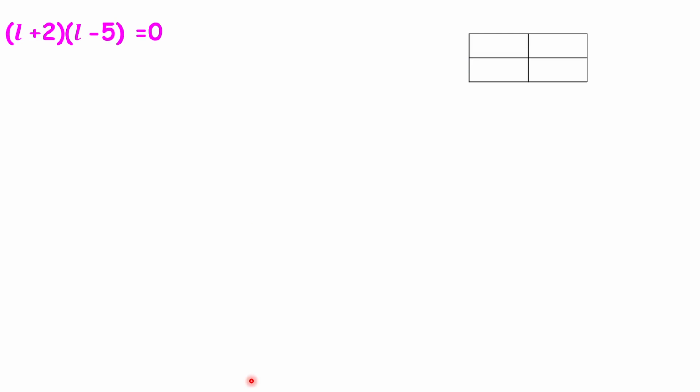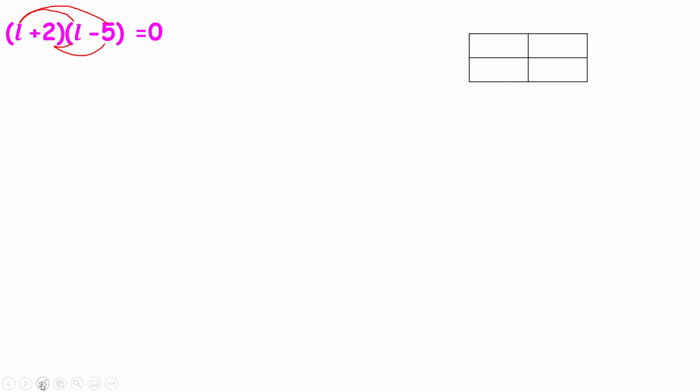(L plus 2) into (L minus 5) equal to 0. First we have to open this bracket. How to open this bracket? First we have to multiply L by the second bracket. That means L into L, L square, minus L into 5, minus 5L. Then we multiply by 2, that means plus 2 into L, plus 2L, plus into minus, minus 5 twos are 10, in this way.